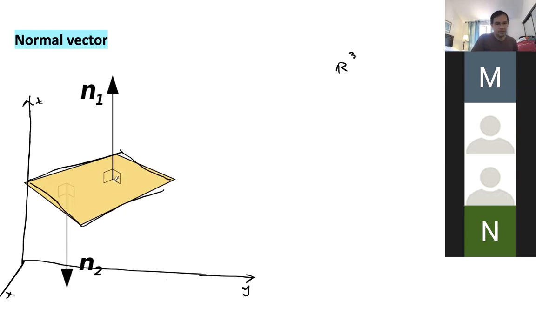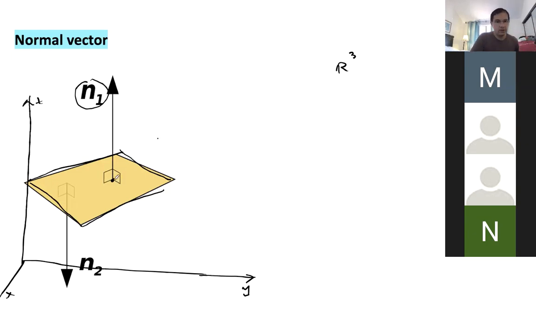Well, let's pick any point on that plane, for example, this one. What does it mean that we have a vector that is orthogonal or normal to this plane? This means that this vector is orthogonal to every vector in that plane. So this vector n1 would be a normal vector to this plane P.